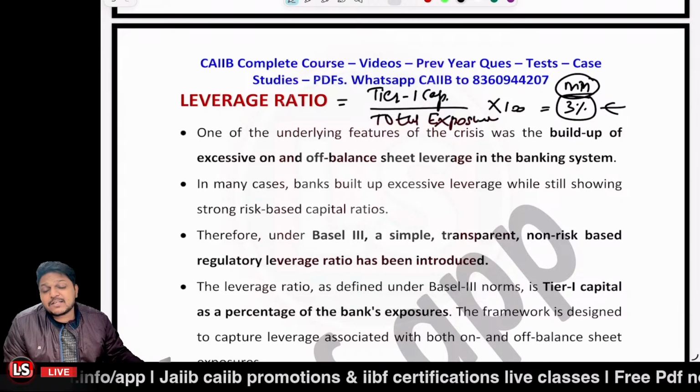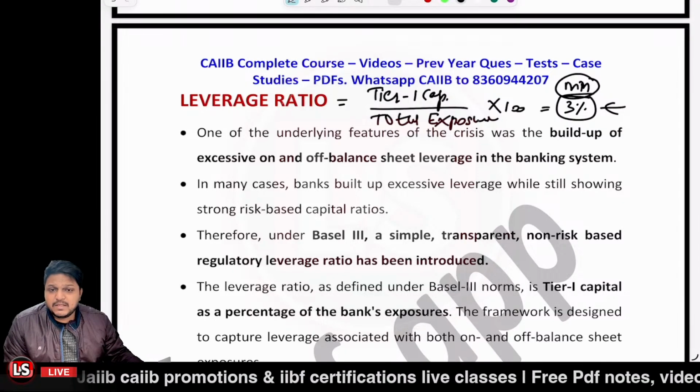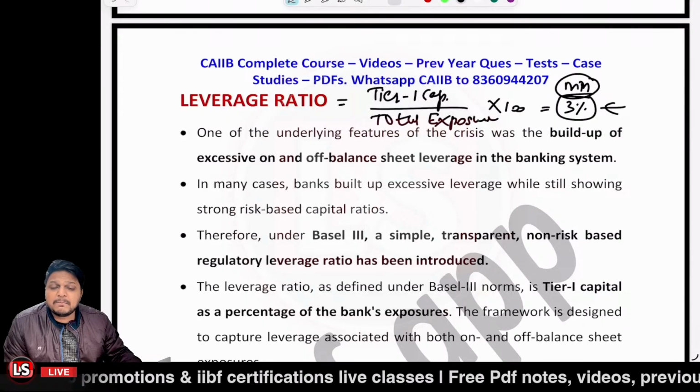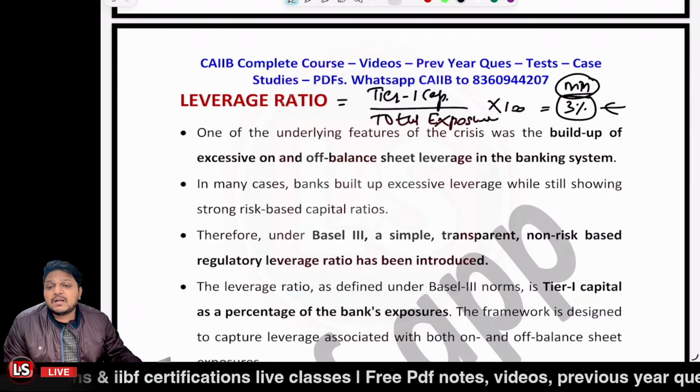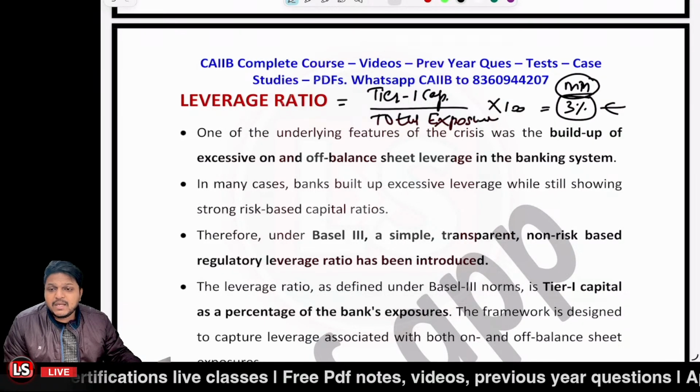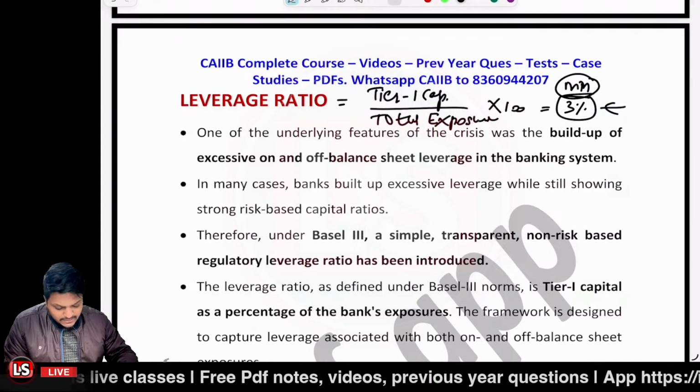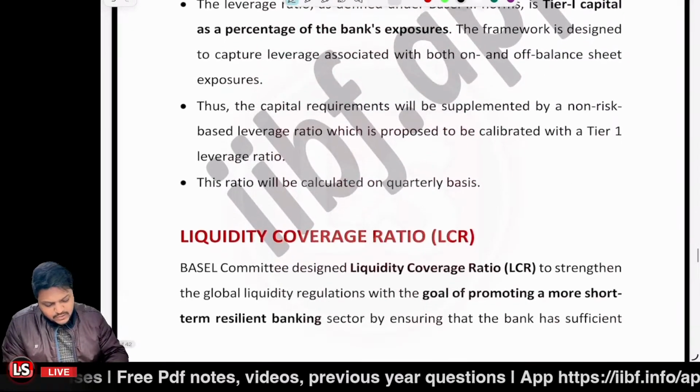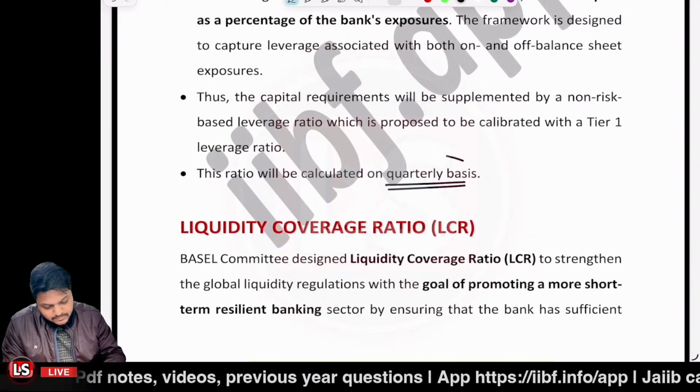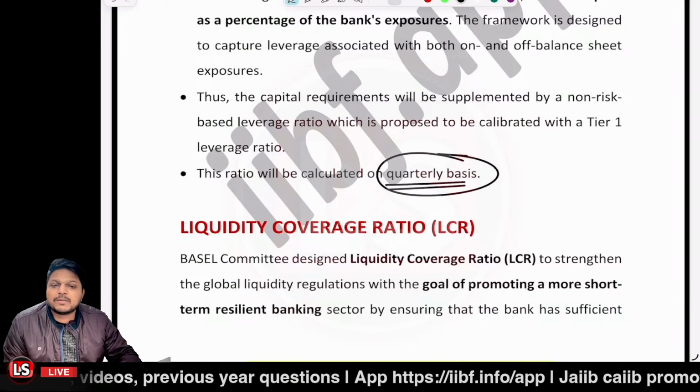So Basel 3 is actually very simple, and it gives us a very simple ratio, that is the leverage ratio. This ratio is to be calculated on a quarterly basis.